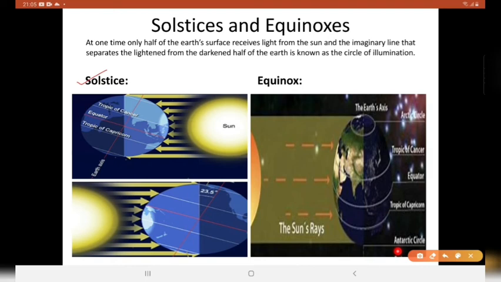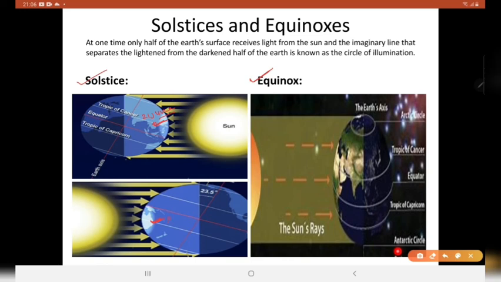Now, second is equinox. Now, before going on to the equinox, you can see here it is summer solstice when sun rays are directly falling on the Tropic of Cancer. This is 21st June, and in northern hemisphere it is summer solstice. Now, here in this figure you can see the sun rays are directly falling on Tropic of Capricorn.